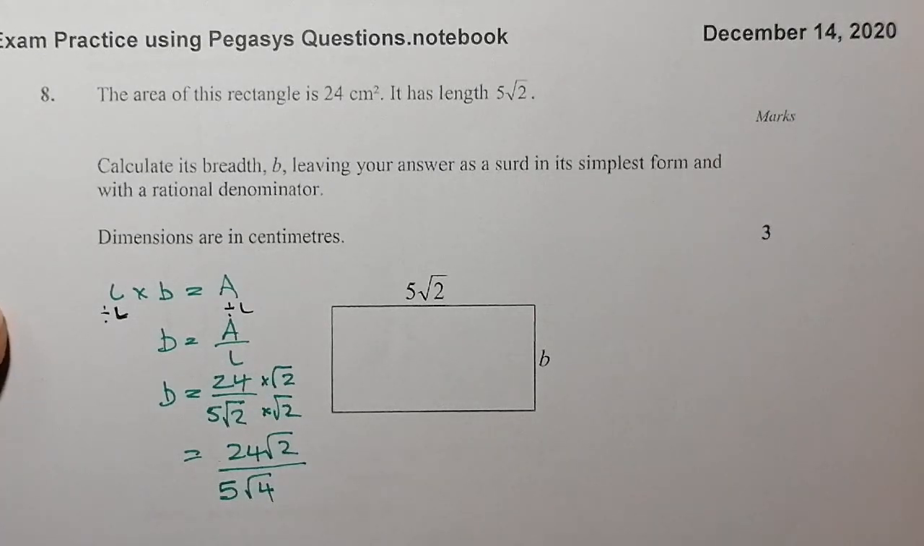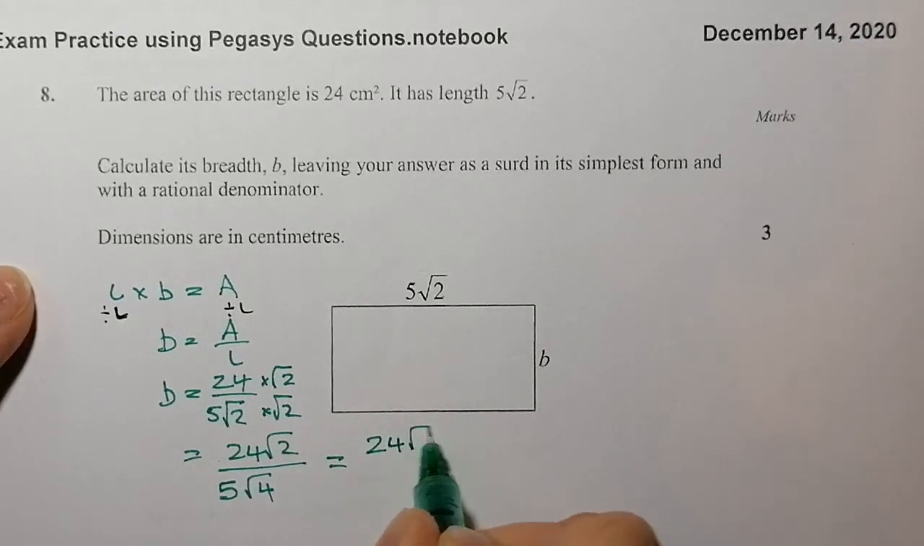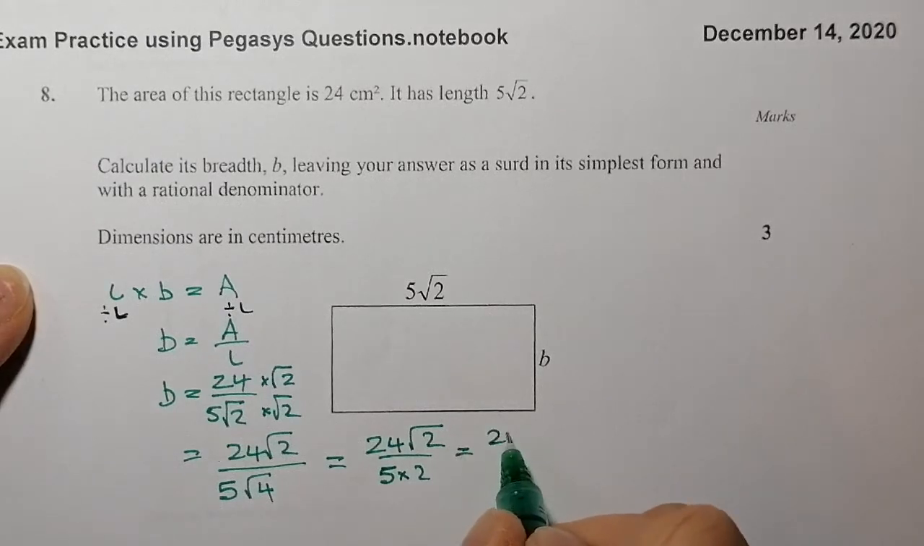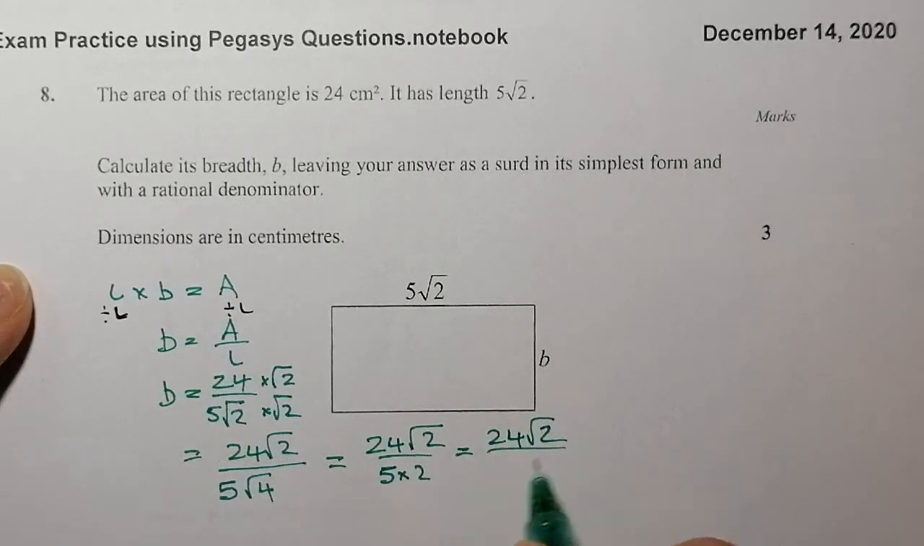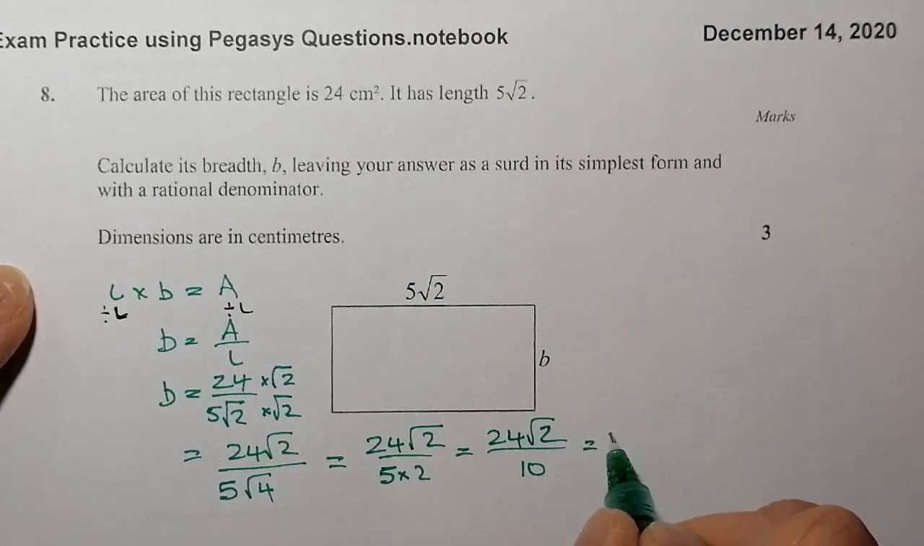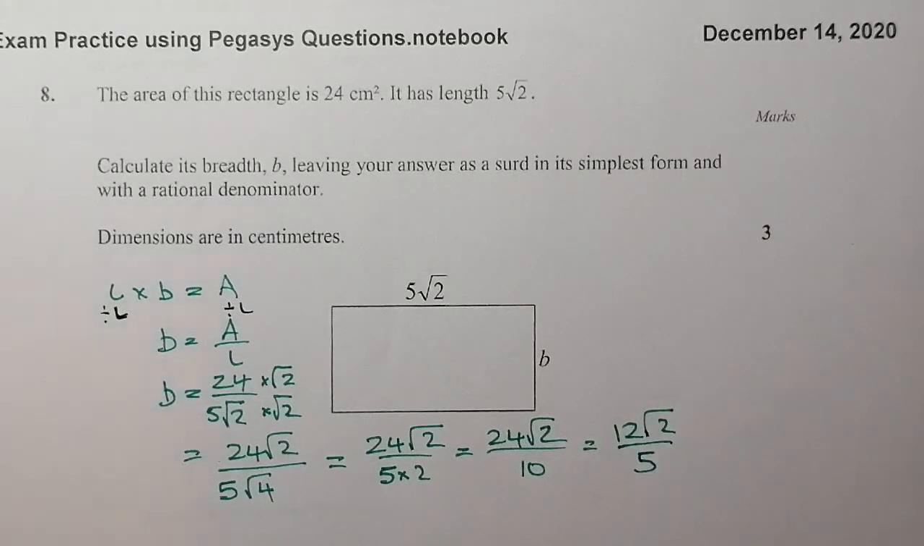So I'll try and sort that one out, and the way I'll sort that out will be to get the 2 from the bottom there. So I've got 24√2, and what I've got is 5 times 2. Remember, the 5√4 is a 5 times √4 that you can see in there. So that's going to be 24√2 all over 10, and I can simplify that down by dividing top and bottom by 2. So that's going to give me 12√2 all over 5, and that'll be my answer there.